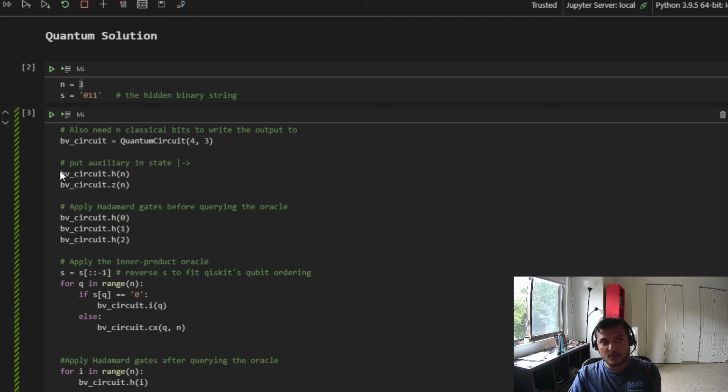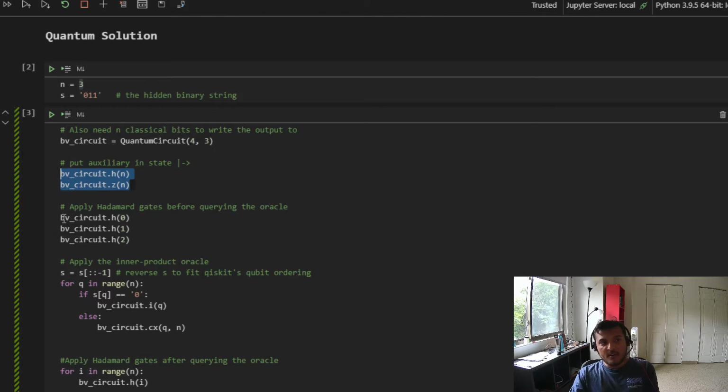So first of all, we need to put the auxiliary state into the negative state. Here n is 3, so the qubits are 0, 1, 2, 3. That is done by applying a Hadamard gate and then a Z transformation. Either you can do that, or you can use how I was setting the initial state in the previous videos. Multiple ways of doing the same thing. So this sets my initial state into this particular negative state.